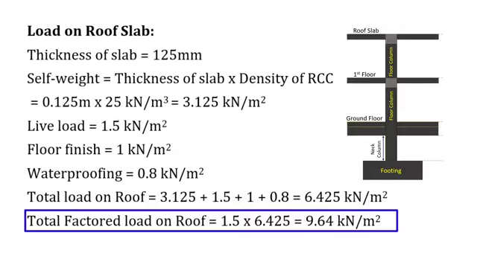Total factored load on roof will be equal to 1.5 times total load on roof, where 1.5 is the factor of safety and the total will be 9.64 kN per meter square.